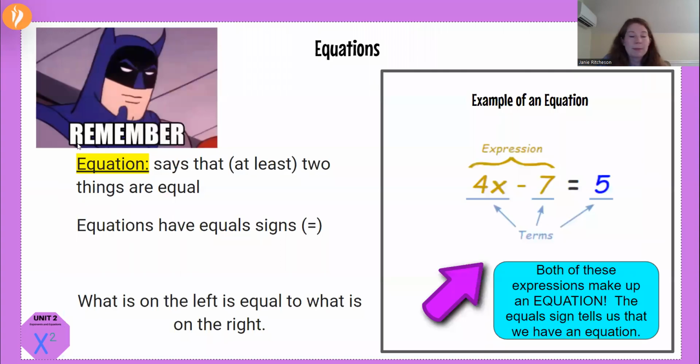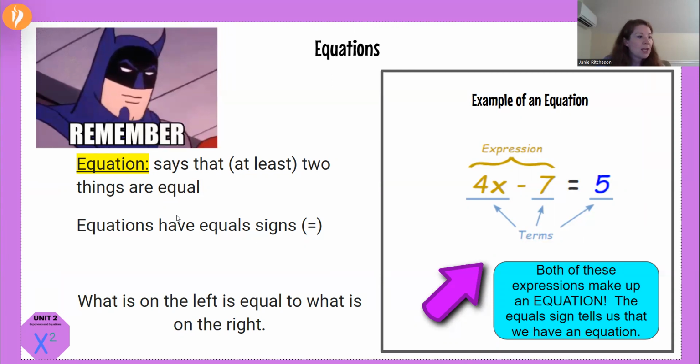All right, so remember what makes an equation? Well, an equation has an equal sign. So in this, if we only had 4x minus 7, that would be an expression. But since they added equals 5, that makes this an equation. And like we talked about last year, when you have an equal sign and a value, that means you can figure out what the variable's value is.